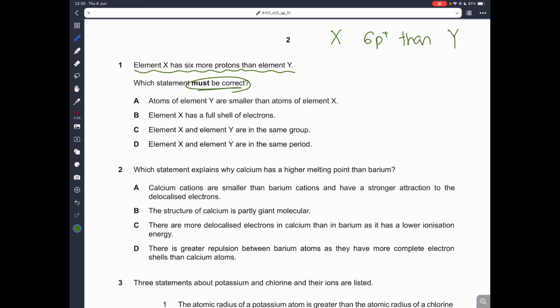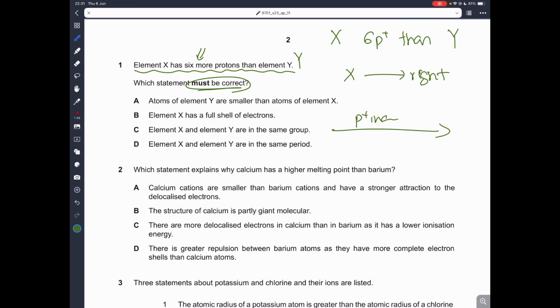Atoms of element Y are smaller than atoms of element X. Now, this cannot be true, right? Because we already know from the information that element X has 6 more protons. Assuming that these two elements are in the same period of the periodic table, X, which has more protons than Y, should be farther to the right side of the periodic table, and Y should be on the left side of the period. Because as you know, as you go across the period, the proton number increases.